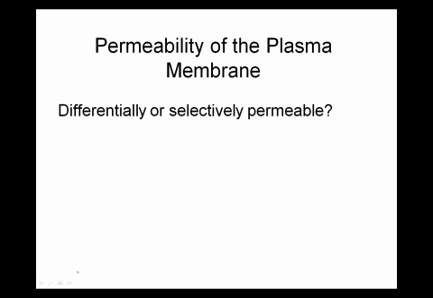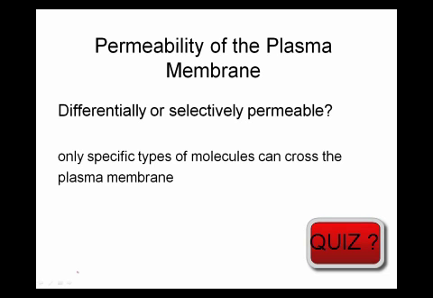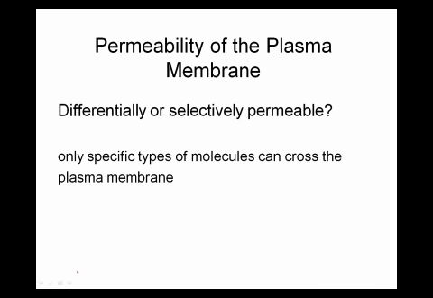The plasma membrane is permeable. Permeable means that things can cross through. Specifically, the plasma membrane is called differentially permeable or selectively permeable. And what this means is only very specific types of molecules can cross the plasma membrane.